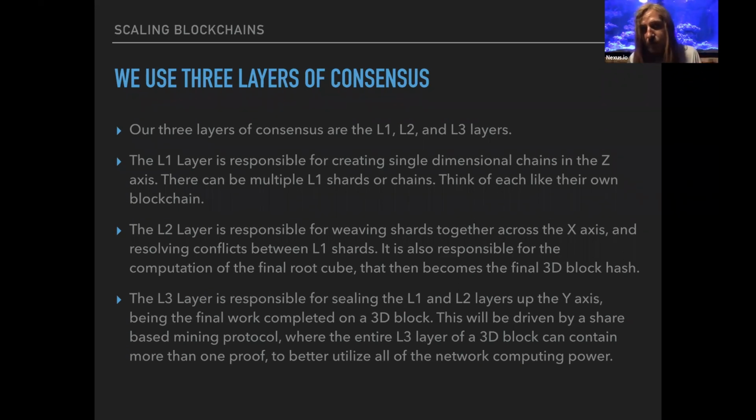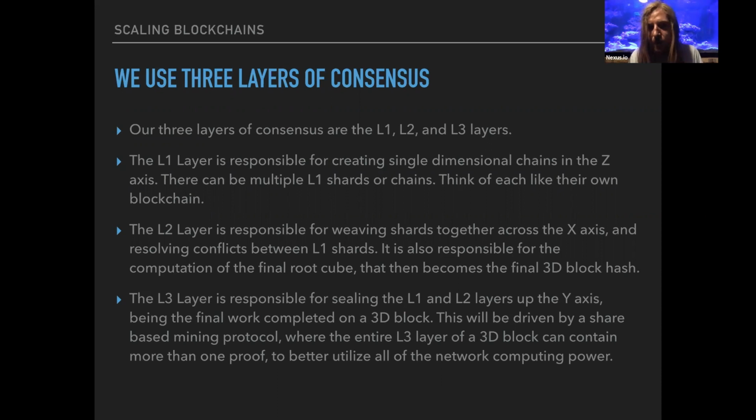The L1 layer is responsible for creating single dimensional chains on the Z-axis, as I was saying earlier. And there can be multiple L1 shards or chains, and think of them as their own little blockchain. Okay, so since it's a single dimensional object, they're their own individual blockchains. And those can process in parallel, okay? And then those, as I was saying, are linked across the x-axis and then the y-axis.